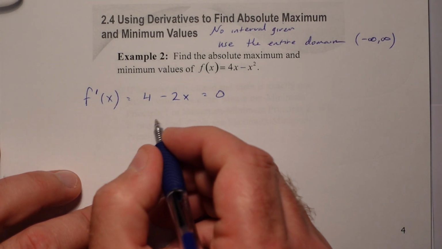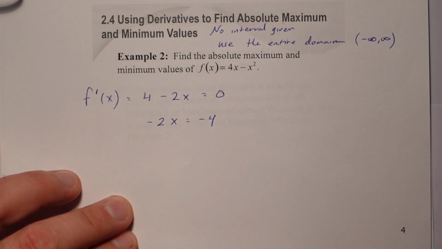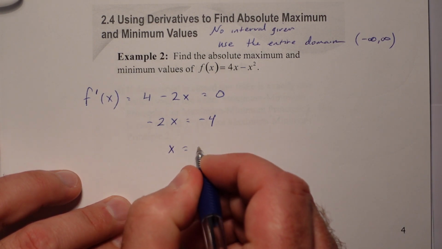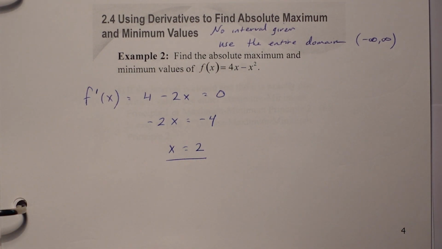We're going to go ahead and set that equal to 0. Let's subtract 4 from both sides. So negative 2x is equal to negative 4. Divide both sides by negative 2. So x is equal to positive 2. So that's our critical number.